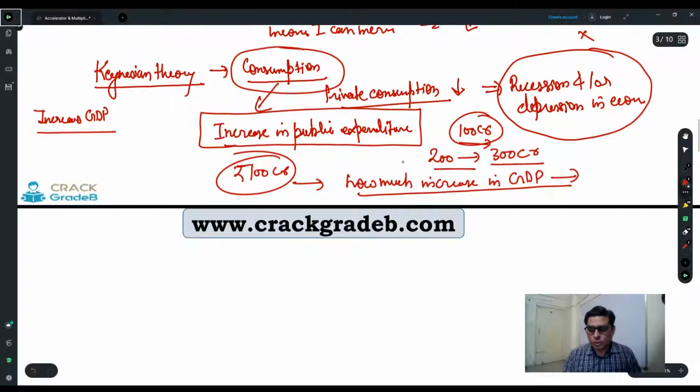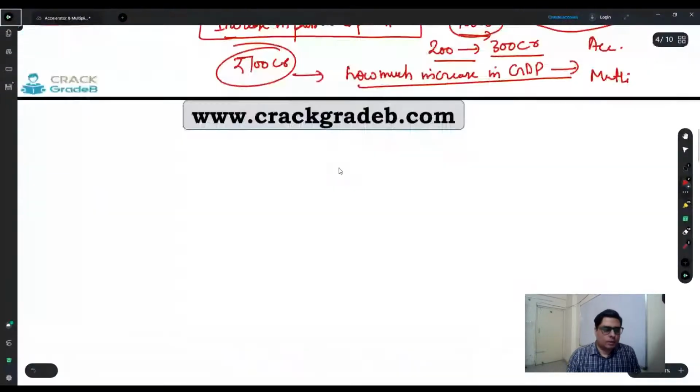So my question to you is, are we looking at the accelerator or the multiplier? Tell me, what are we going to seek, what are we intending to find? Is it multiplier or accelerator, when I say how much increase in the GDP? Yes, multiplier. We are looking at the multiplier, right? So for the multiplier we have a formula.